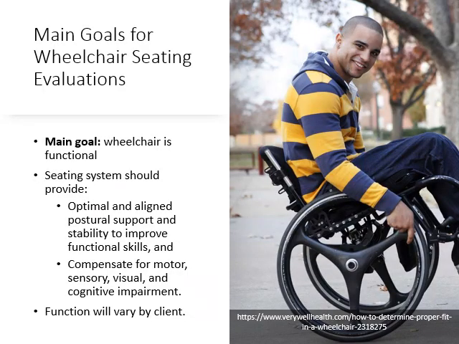As mentioned before, the main goal for the wheelchair is for it to be functional. The seating system should provide optimal postural alignment and support, enough stability to help the patient improve their functional skills, and to compensate for any motor, sensory, visual, or cognitive impairments. And of course, function will vary by the client, meaning that not every wheelchair is suited for every client.